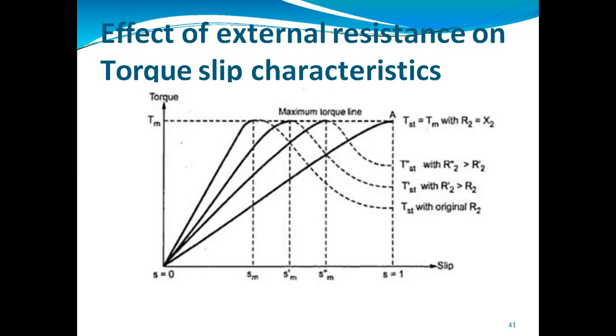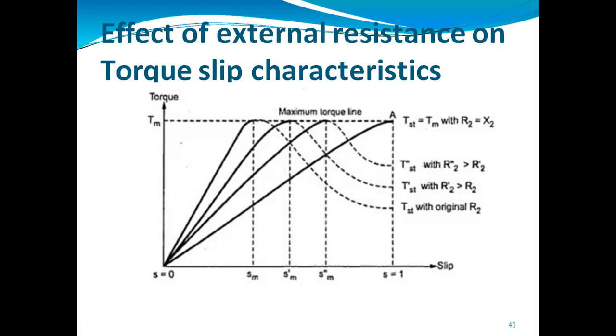So here we can say, if we are taking the normal speed, if we are taking R2 equal to SX2, or directly R2 equal to X2, at a lower value of slip, the torque slip curve approximately looks like, if we take R2 equal to X2, a straight line.